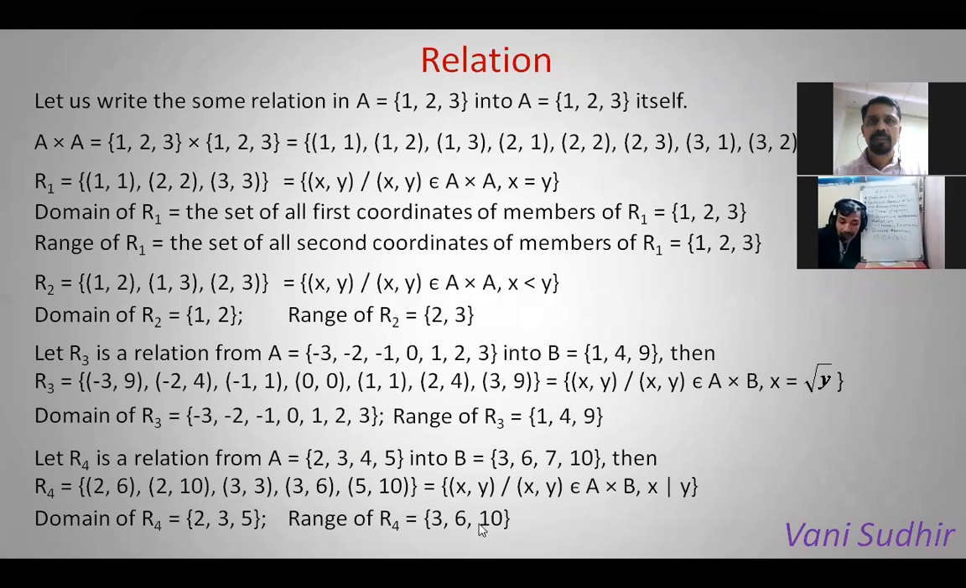And in the range what is missing? 7. 7 is not a multiple of any of these numbers. That's why 7 is missing in the range. The formula you can give is x divides y. Okay, these are the illustrations about relation.